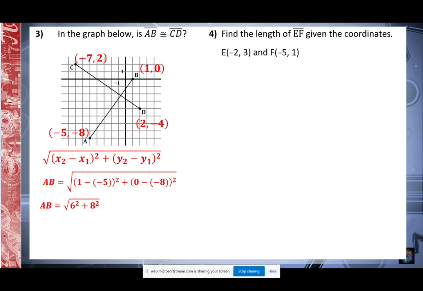Okay, so you can see that 1 minus the negative 5, and then I have to square that, and then I have 0 minus the negative 8 and squaring that. So I have two values that I can add up. And as I add those values up, I'm going to get the square root of 100. Even though this is a perfect square, I'm not going to take it all the way down to the perfect square, because when we're comparing things to see if they're the same length, this is as far as you need to go, is that square root of 100.